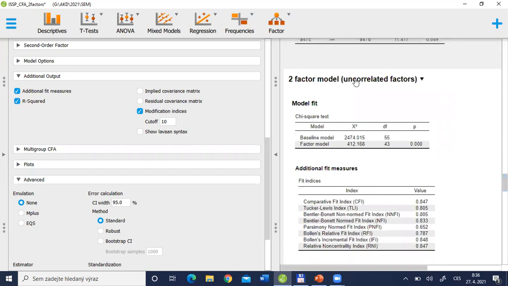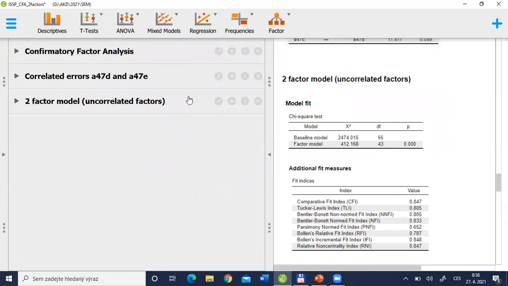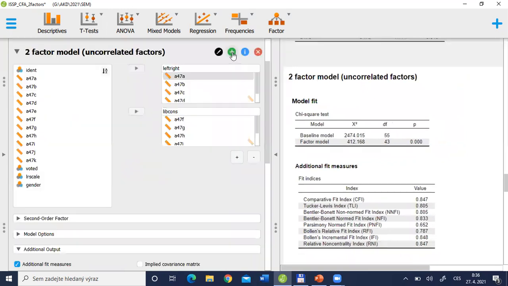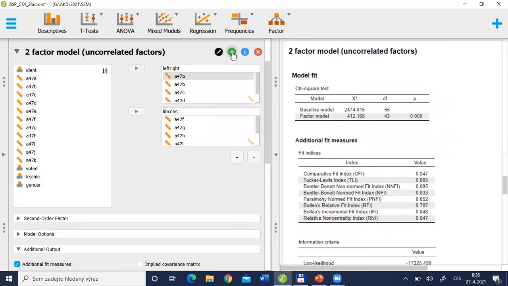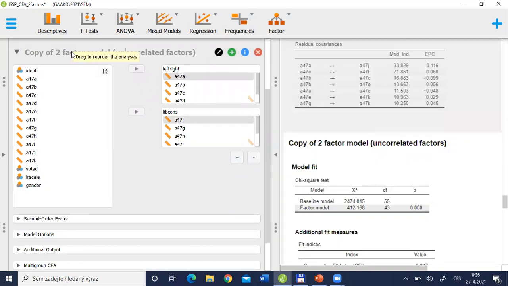So these four figures should be remembered for this first step, and we will take this two-factor model and change it to correlated factors. So I would make a copy of this model. If I click here on the green plus, I would make a copy. I would change the title for this new model. So we would take two factors that would be correlated. So I would slightly change the previous title. So here it is. So we have two-factor model with correlated factors.